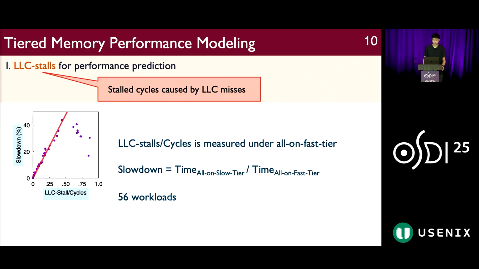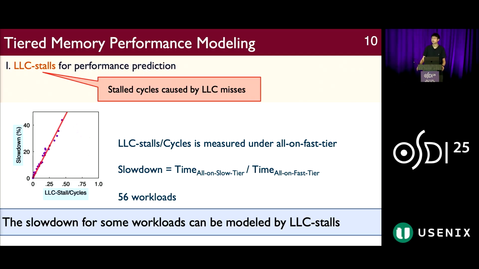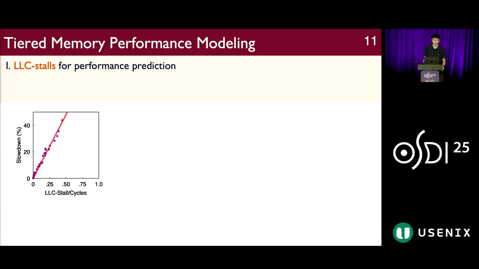As we can see, the points on the left side show a strong positive relationship. It shows that some workloads can be modeled by L3 stalls. However, not all workloads follow the same trend. We do see some outliers. These are cases where the workloads experience high L3 stall cycles, but do not actually suffer much performance slowdown. What is the other factor that we are missing?